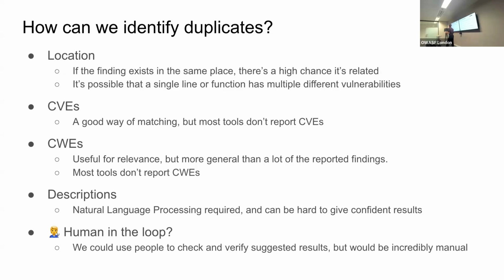Finally, another possibility is human in the loop. We could use people to check whether this is correct or not, but this is a really slow manual process, and we want an automated solution.